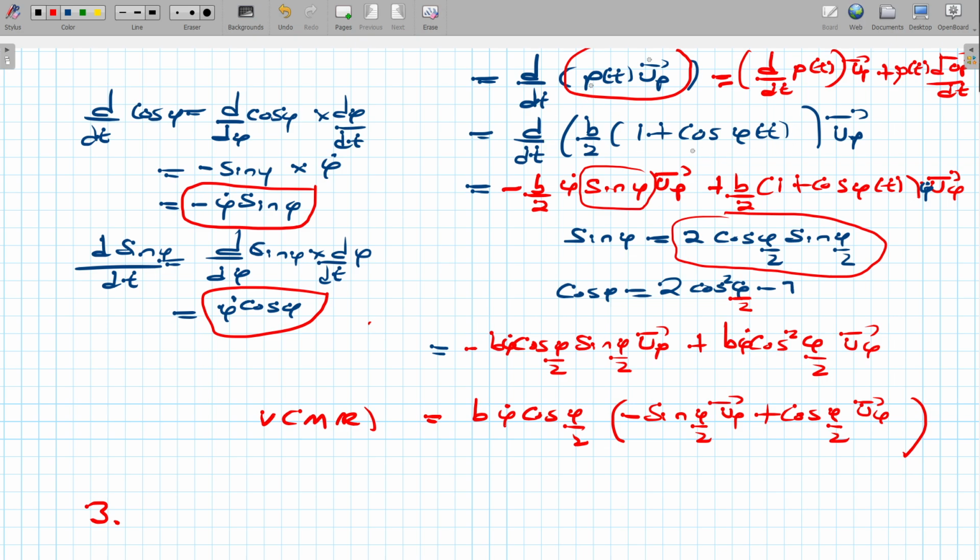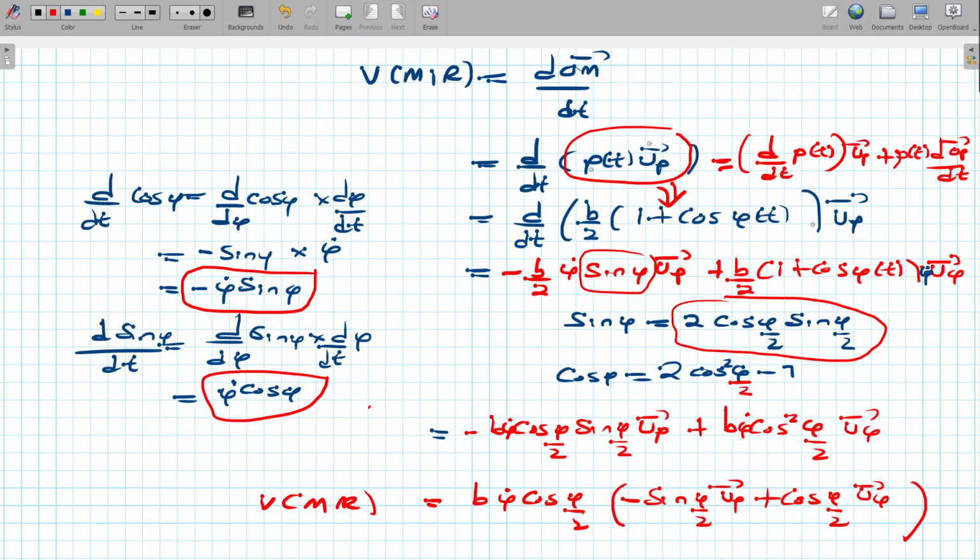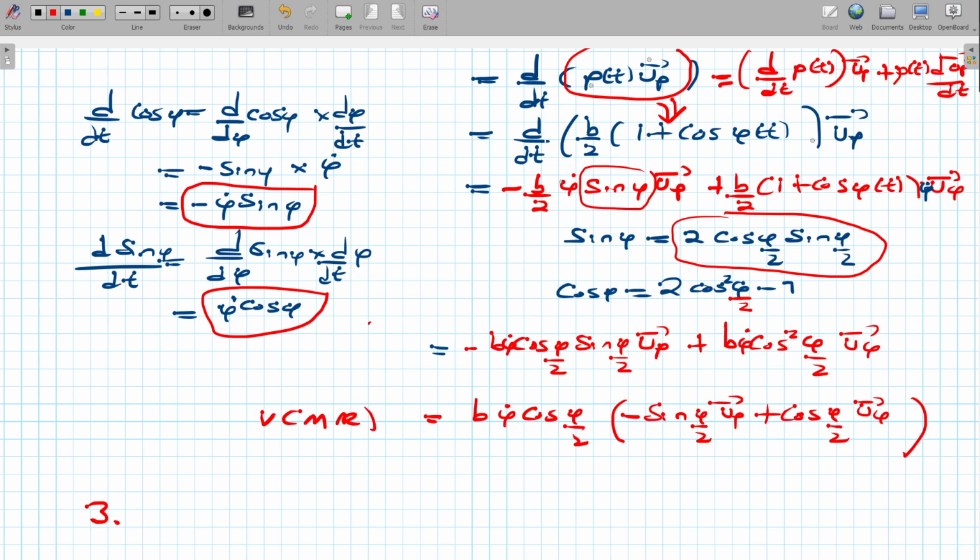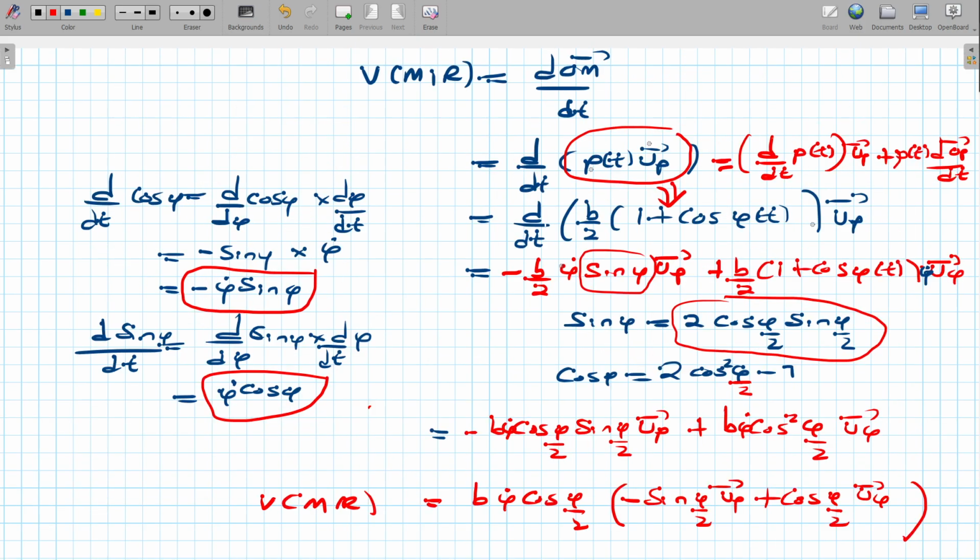Keep in mind that you're supposed to apply the product rule for differentiation, and then here you expand. B divided by 2 multiplied by 1 is B divided by 2. If you take the derivative, which is distributive with respect to this addition, the final answer is going to be 0. If you take the derivative, the answer is going to be 0.